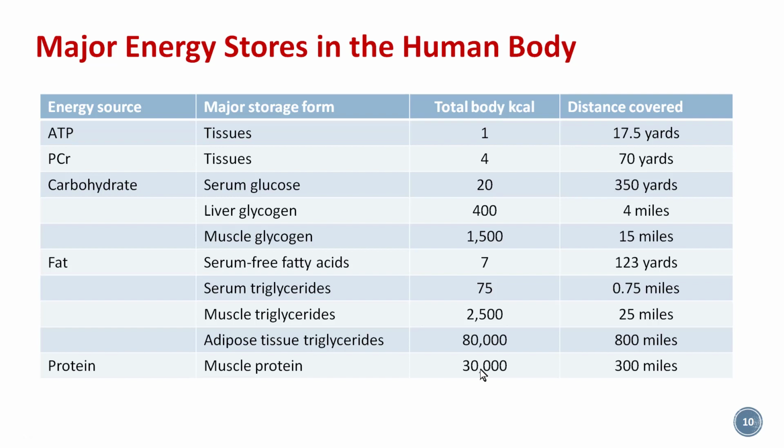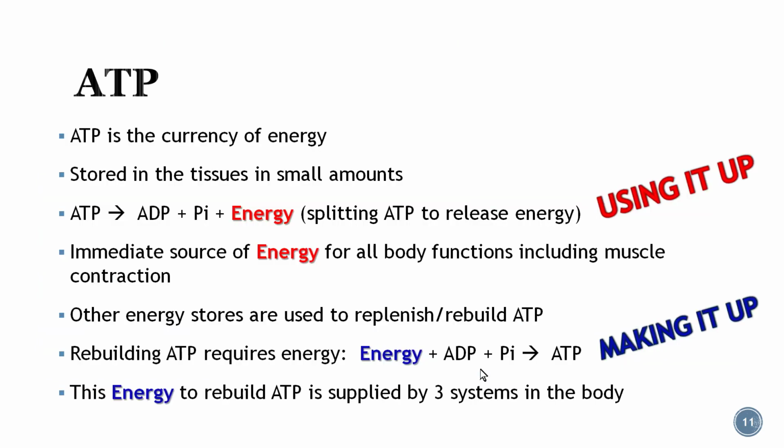You don't have to memorize these numbers. These are just for you to understand the capacity of those fuel sources. This slide is important. I want you to pay attention to this and try to understand every single bullet point on this slide. It summarizes the functions and important properties of ATP. If you can understand this, it's going to be easier to understand the energy systems.